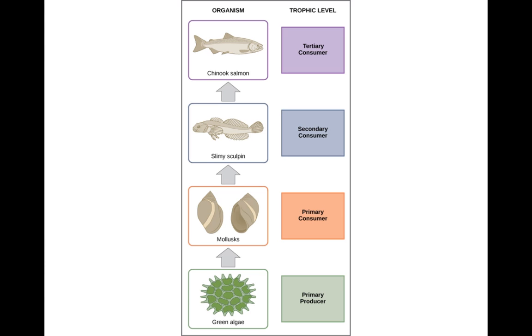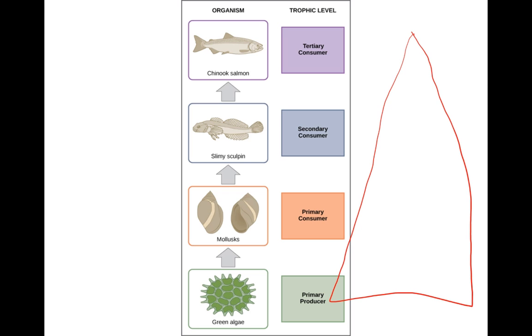So here we go down here at this bottom. Again, if I had some big diagram here, we would have the primary producer, which is the plant, the things that are self-feeding, and then we have these herbivores that eat off of the primary producers, and then we have the slimy sculpin, which is a secondary consumer, which eats the primary consumer, and then we have the top part here, which is going to be the Chinook salmon, and he's going to eat the slimy sculpin.